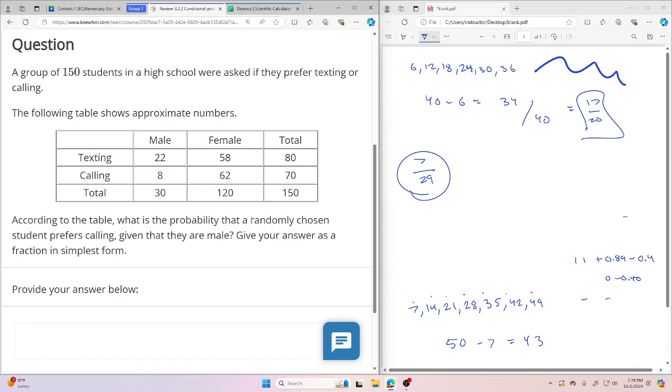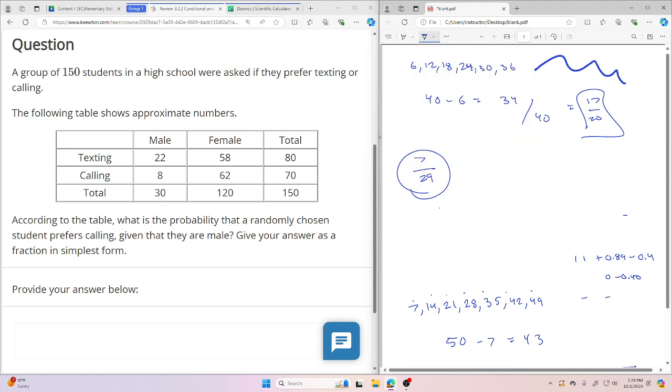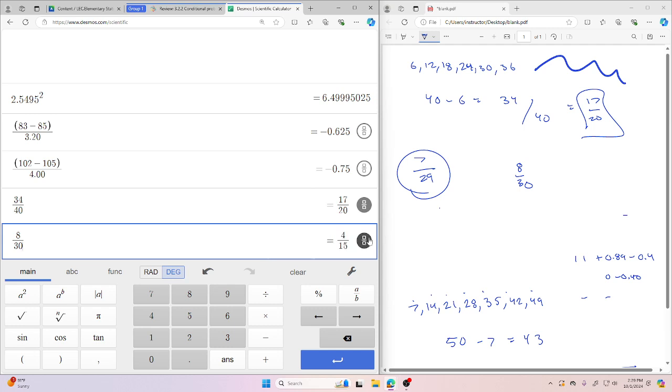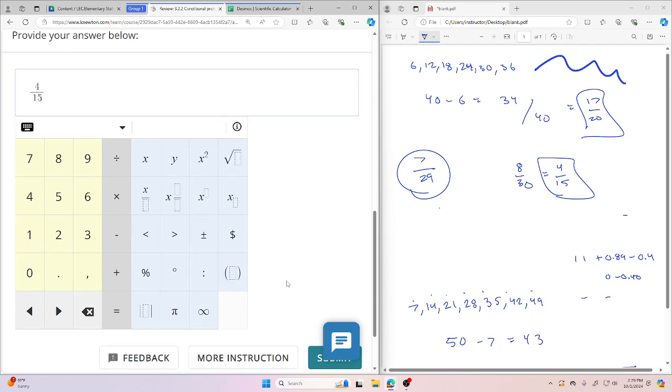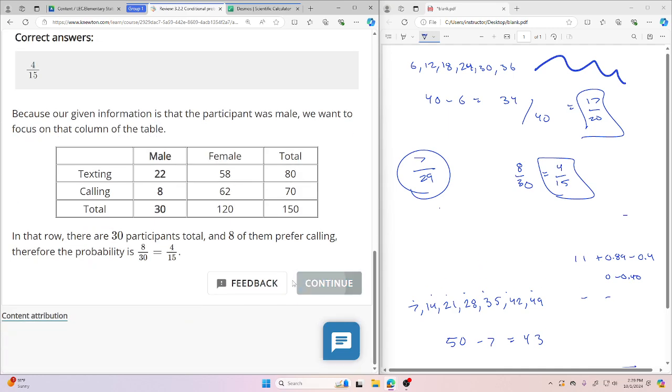Okay. 150 total. So what's the probability a randomly chosen student prefers calling given that they're male? So we're only looking at the males. Probability of calling is 8 out of 30. Let me reduce my thickness down a little bit. So 8 out of the 30. I think that reduces. So 8 out of 30 would be 4 out of 15. Awesome. We got time. We got this.